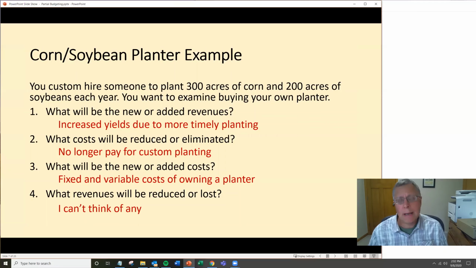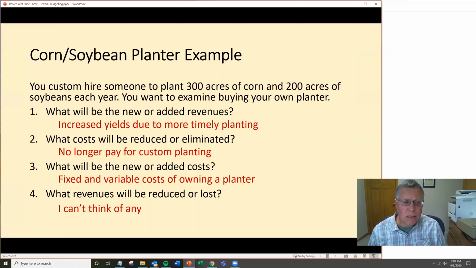What will be the new or added revenues? Well, the reason you're thinking about buying a planter is because you want to get your crop in on time. So you're expecting to get increased yields due to more timely planting. One of the costs of a custom operator is sometimes they're just not on time. They've got to fit you into their schedule. And so you want to get your crop in earlier and gain that extra yield.